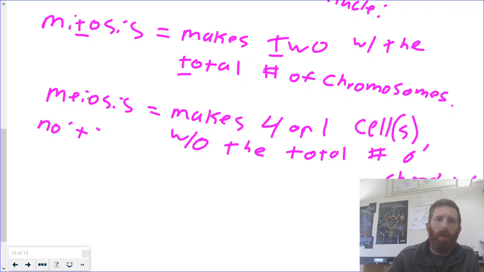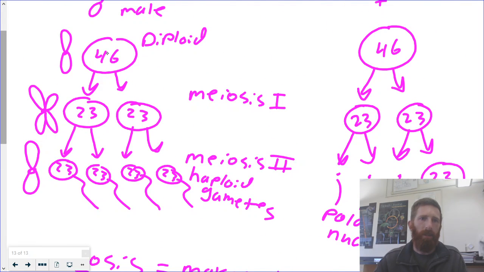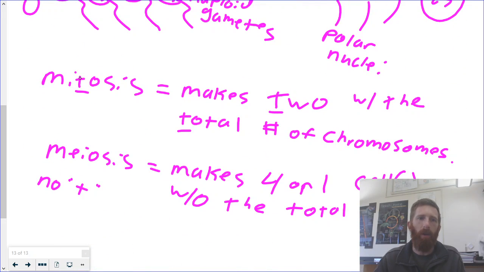So mitosis and meiosis, two very similar words, two very similar processes. People often get them confused. So here's my memory aid that I like. Mitosis has a T, and I remember that we start with one cell, obviously, but then it makes 2 cells, and it makes 2 cells with the total number of chromosomes. So if we have a cell up here going through mitosis, we're going to make 2 identical daughter cells, 2 identical diploid cells with 46 chromosomes each, if we're talking about the human example. So mitosis, T, makes 2 cells with a total number of chromosomes.